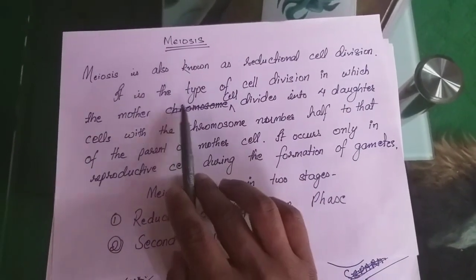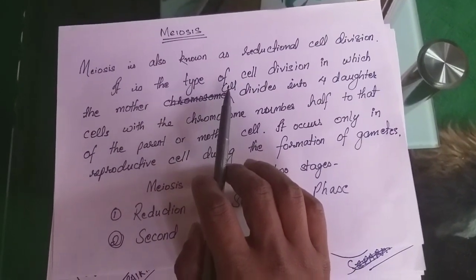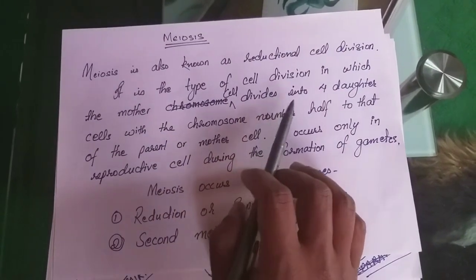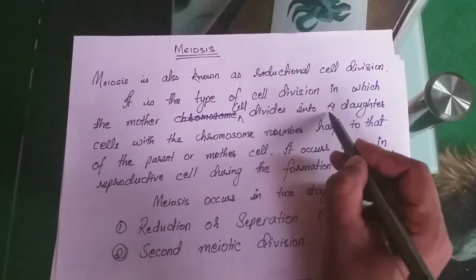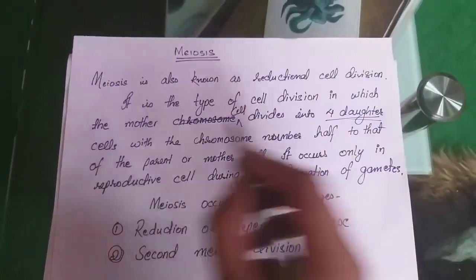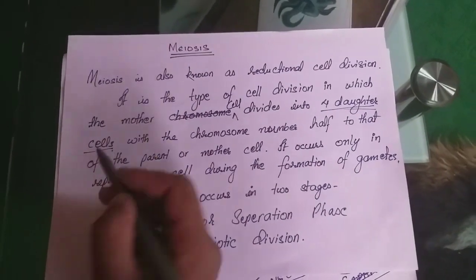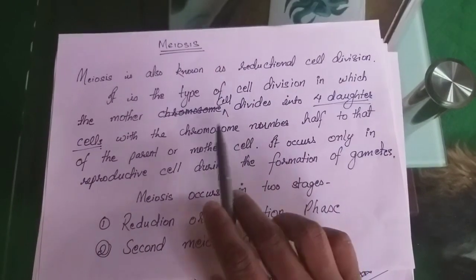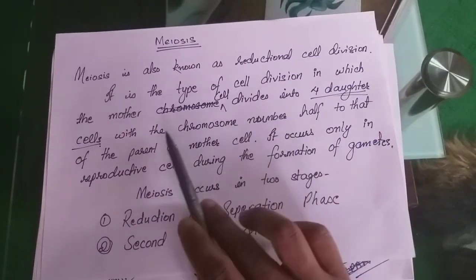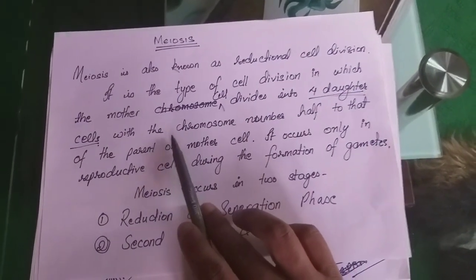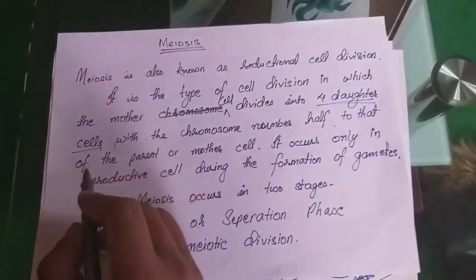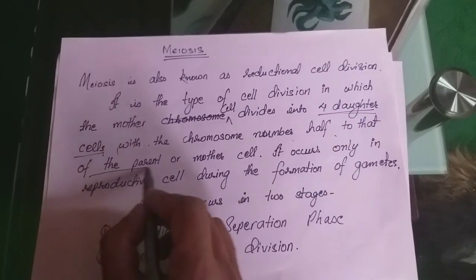So meiosis, what type of cell division is it? It is a type of cell division in which the mother cell divides into four daughter cells. How many daughter cells? Four. Point to remember in this case: we know mitosis and amitosis produce only two daughter cells, but in this case the mother cell is producing four daughter cells, with the chromosome number half to that of the parent or mother cell.